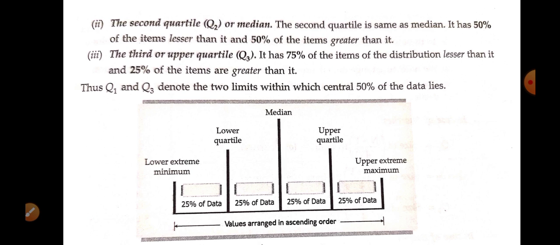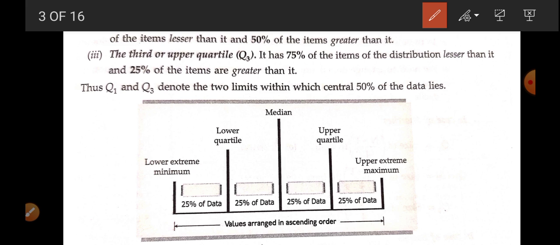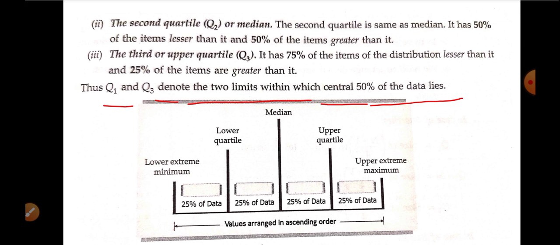Okay, second, that is the median, that is going to be 50% of the items, and third is 75%. Okay, so Q1 and Q3 denote the two limits within which the central 50% of the items lie. So here you can see it.